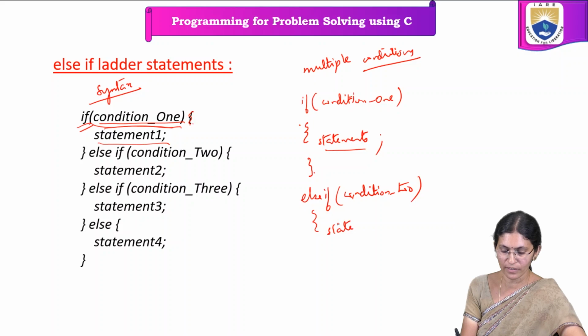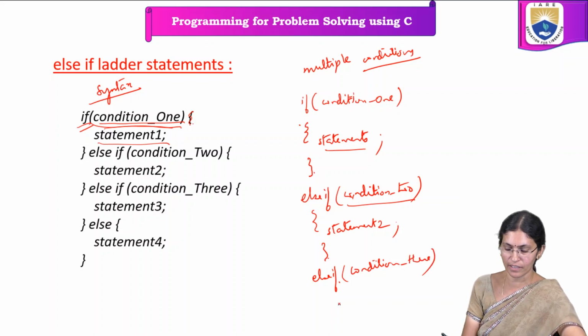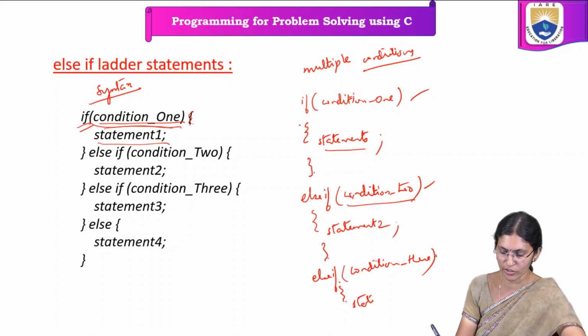And then followed by the statements to be executed. Let it be statement 2. Next, again else if: if the programmer needs one more condition to be checked, then we can include one more else if statement, condition 3. So in this way we can extend our else if ladder depending upon the number of conditions to be evaluated. So this is statement 3.